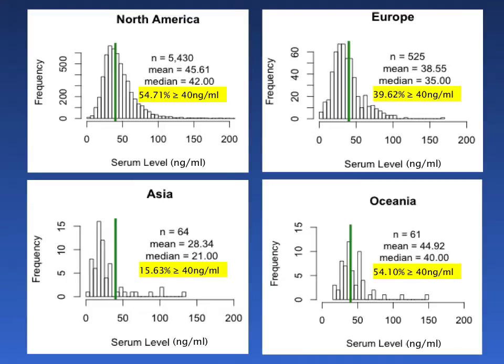The graphs show that the average serum level was highest in North America with 46 nanograms per milliliter and lowest in Asia with 28 nanograms per milliliter. Also, about half of the participants in North America and Oceania have a serum level of 40 or above, compared to 40% of participants in Europe and 16% of participants in Asia.